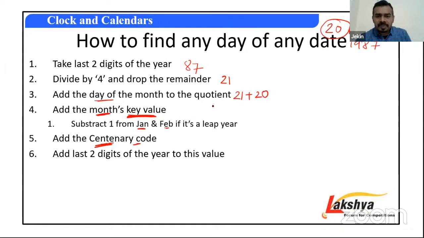That means to this you will add the month's key value, which is over here. You will add the centenary code, which is over here. All right. Over to this you will add what? The last two digits of the year. What are the last two digits of the year? 87. I hope this is clear to you until this point in time.